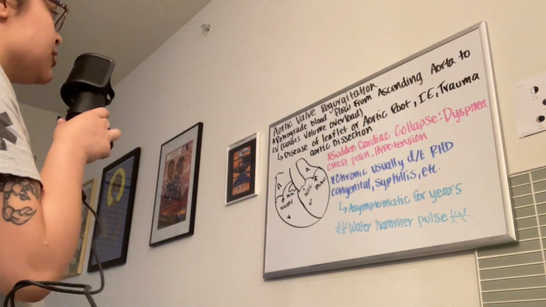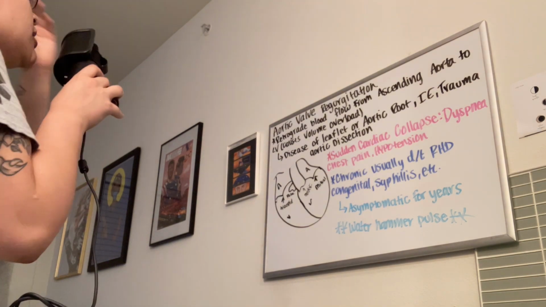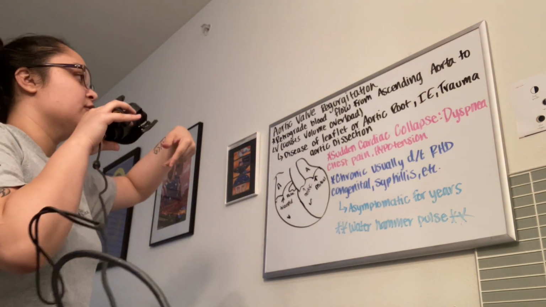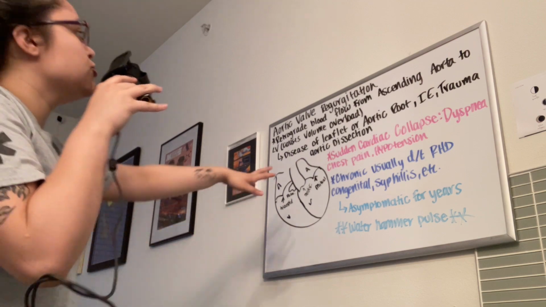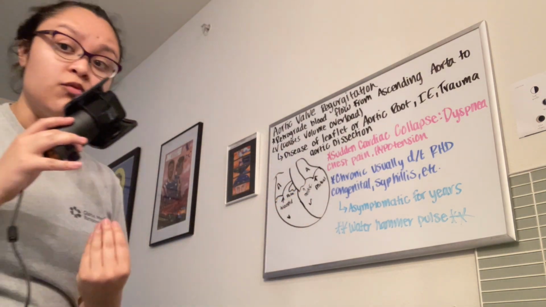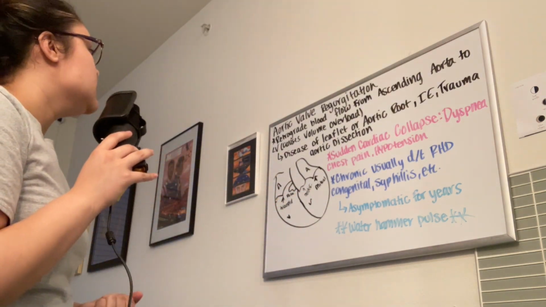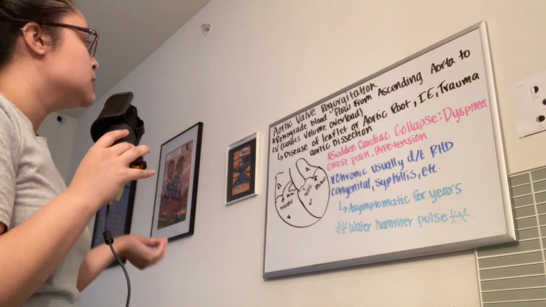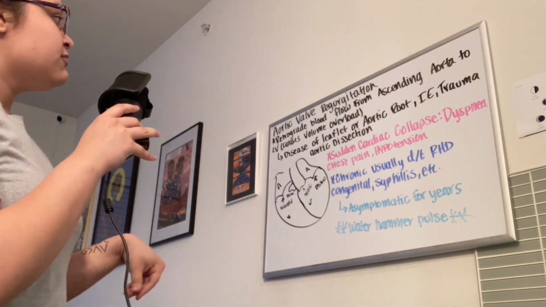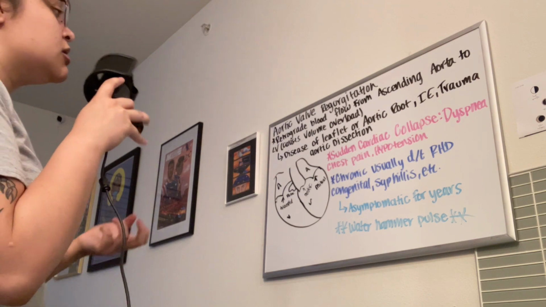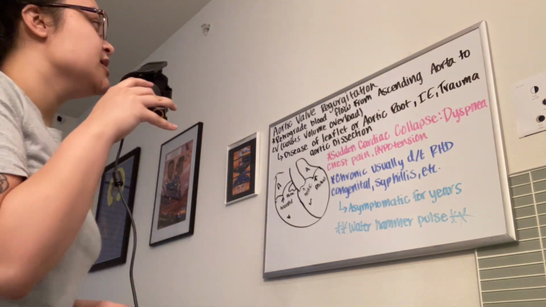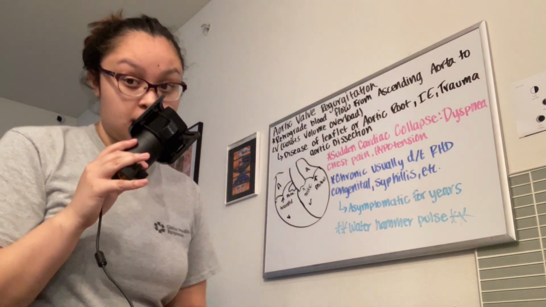Quick rundown of aortic valve regurgitation. So we know that aortic valve regurgitation is retrograde blood flow from the ascending aorta to the left ventricle, and this can cause fluid volume overload. This is normally due to a diseased leaflet or aortic root. It can be caused by infective endocarditis, trauma, or aortic dissection.